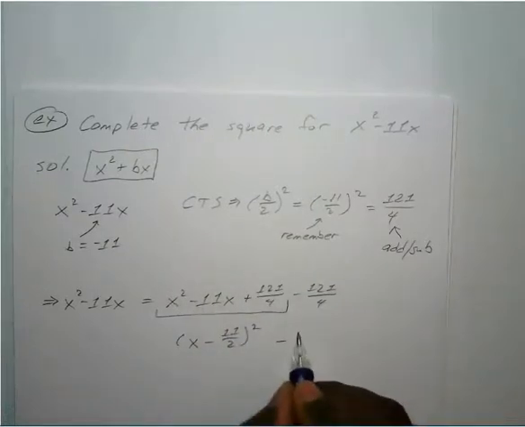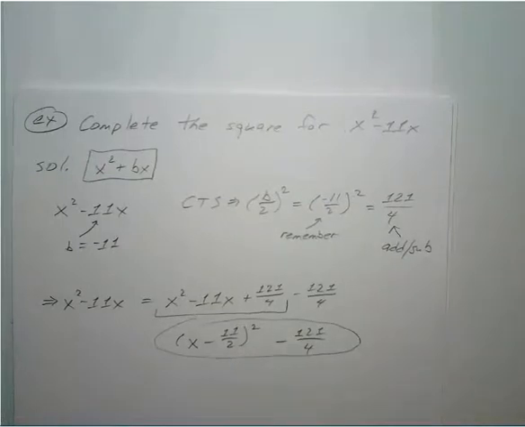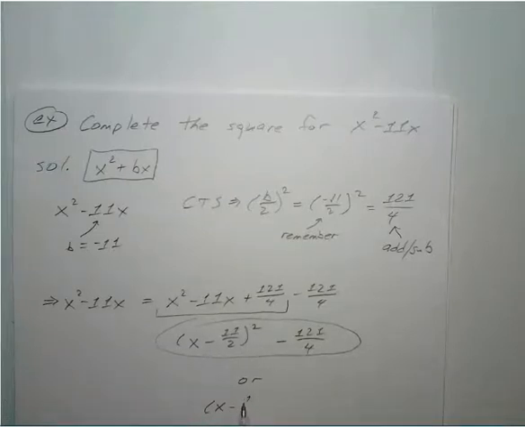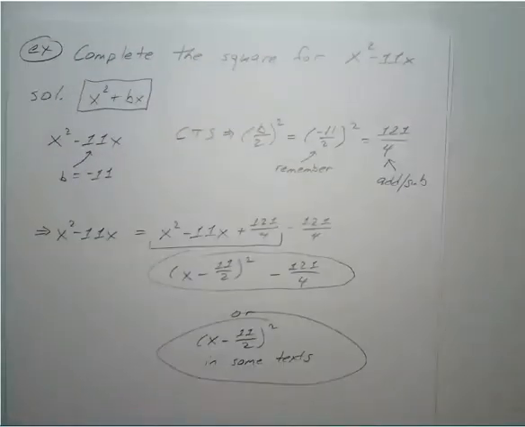So that's minus, still have your 121 over 4. So you have x minus 11 over 2 squared minus 121 over 4, or some may just have you write x minus 11 over 2 squared in some text. So it all depends on what answer your particular text or your particular question is looking for. Okay, so let's go ahead to our next example.